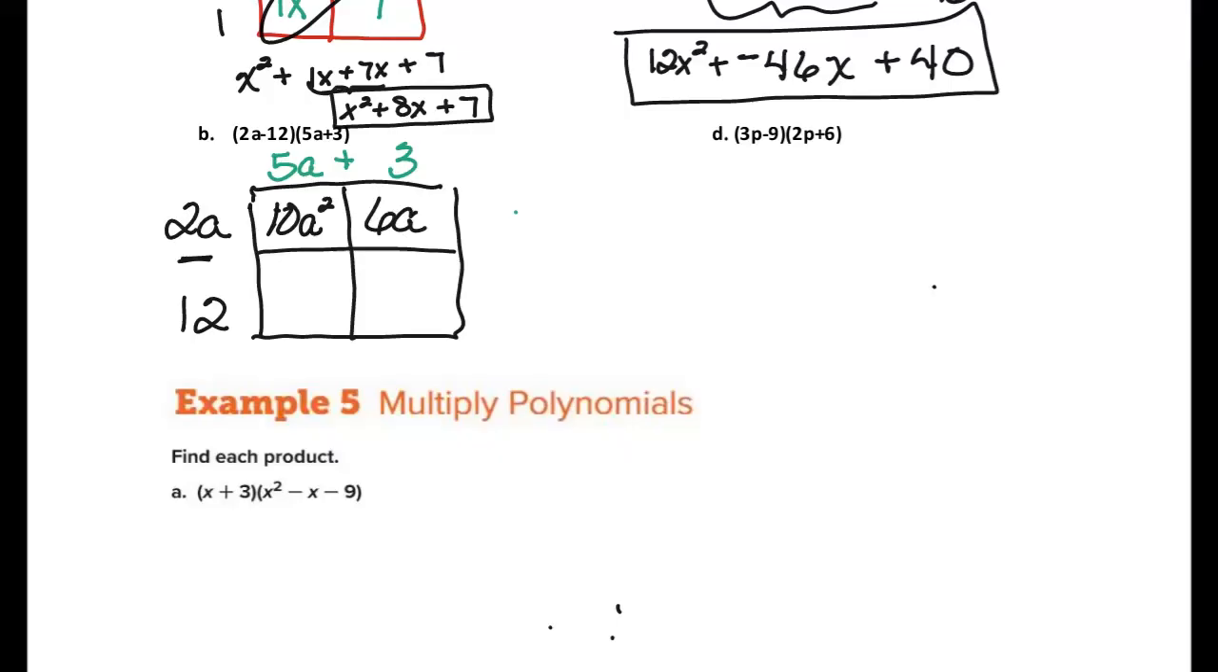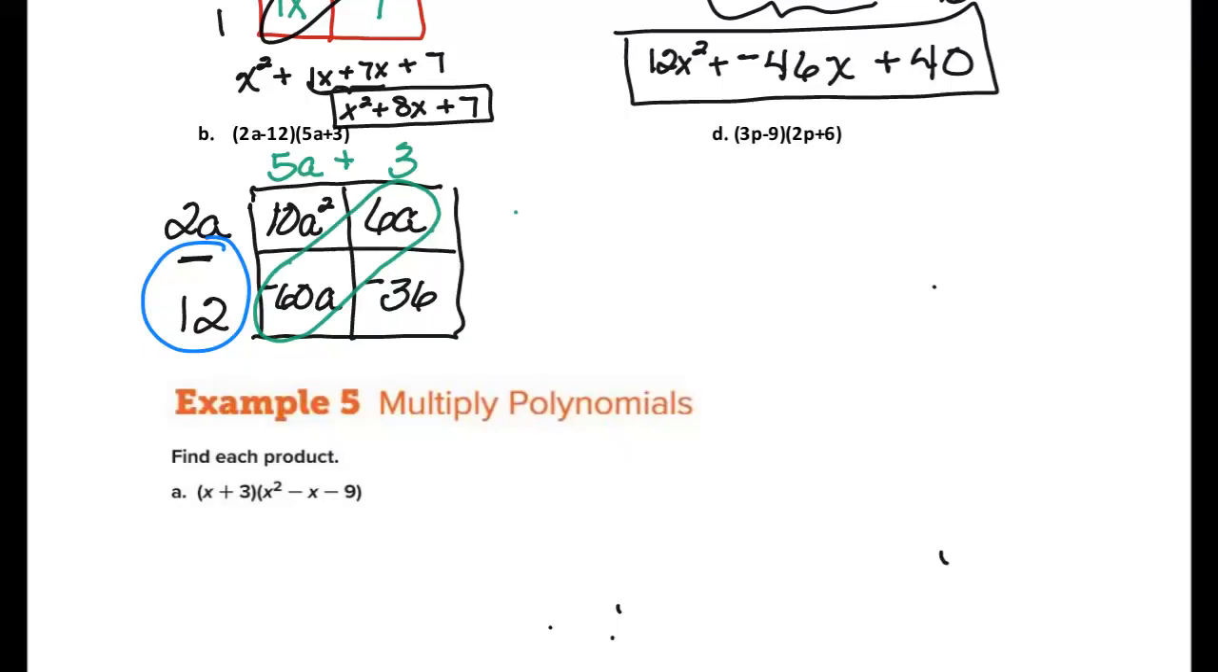Now, be careful. You need to go down here. This is a negative 12. You need to look at that sign that is in front of this. So that is a negative 12 or a minus 12 times 5 is negative 60 with an A. And then negative 12 times 3 is negative 36, right? Negative. Again, if you have done this correctly, your like terms will be on the diagonals.